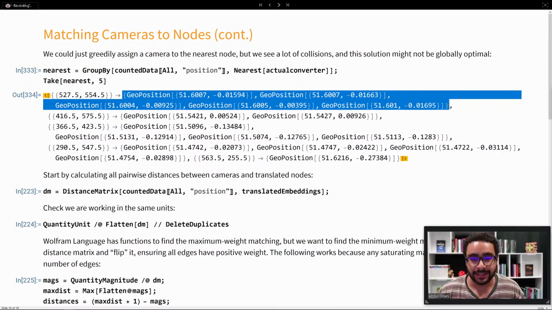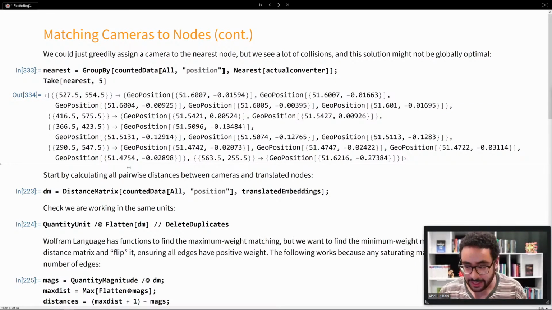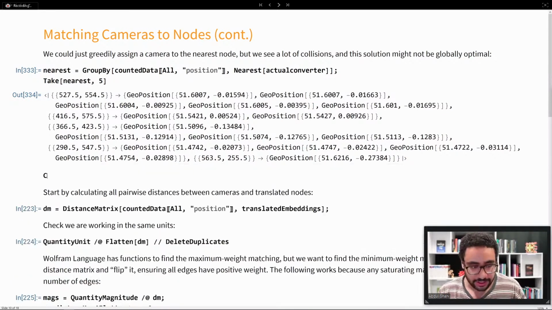So I thought that maybe we should try to find a globally optimal solution, because that's something we can do. It's not too difficult. So here's the setup, and here's where this other graph comes in.